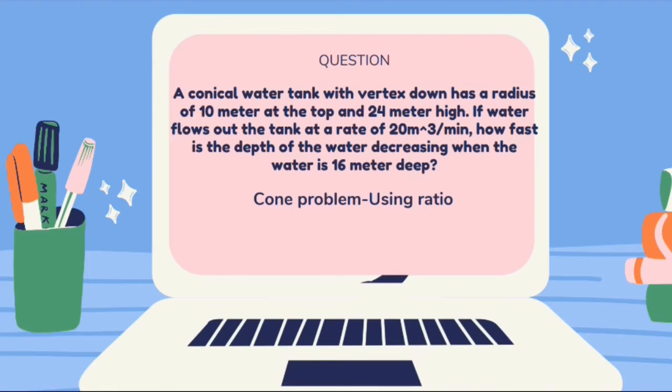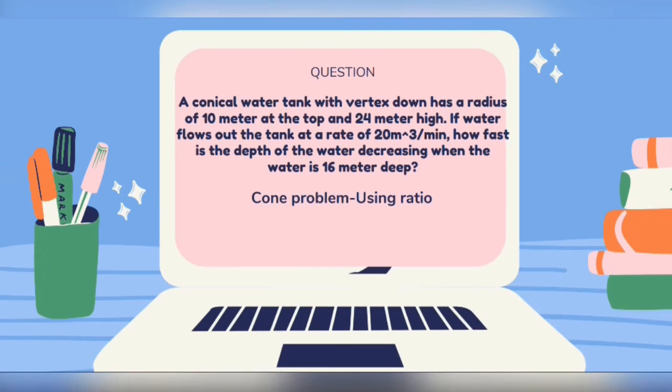First and foremost, let's go to the first subtopic, which is related rates. As for the question, a conical water tank with vertex down has a radius of 10 meters at the top and is 24 meters high. If water flows out of the tank at a rate of 20 cubic meters per minute, how fast is the depth of the water decreasing when the water is 16 meters deep? In this case, we use the ratio method for the cone problem.